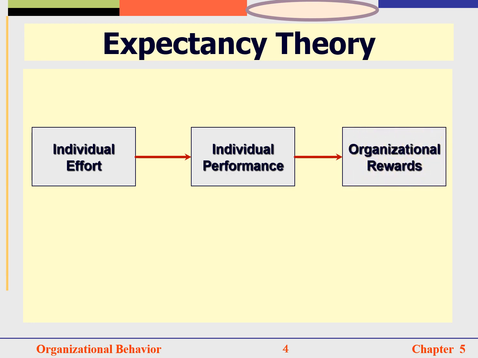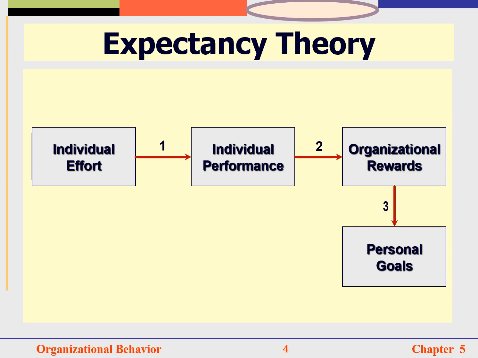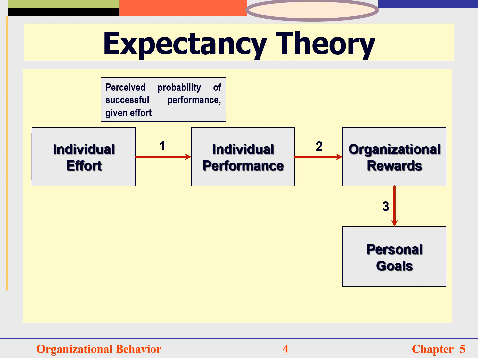Here are the three relationships. The first relationship is the expected relationship between the individual effort and individual performance: the perceived probability of successful performance given effort. In our example, the perceived probability of understanding given listening to the lecture. This is the first relationship. In any workplace, the employee may give a probability that his effort will lead to performance.